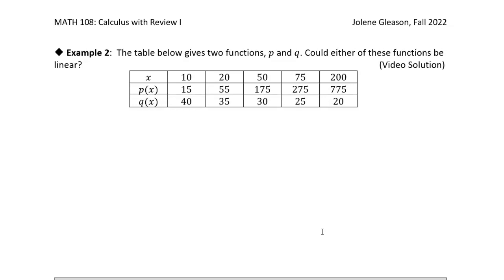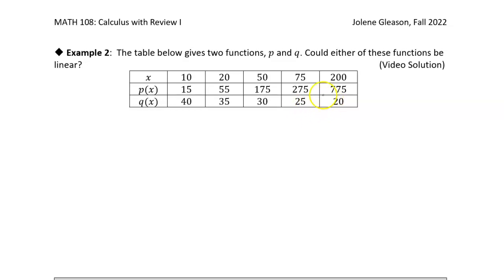Now, it might be tempting to look at the difference in the function values as x increases. Here it looks like p of x went up by 40, and then it went up by 120, and so on. It looks like it's not going up by the same amount for each increment in x. And q of x, you can see it's going down by 5, down by 5, down by 5, down by 5. So that might make you think that q of x is linear.